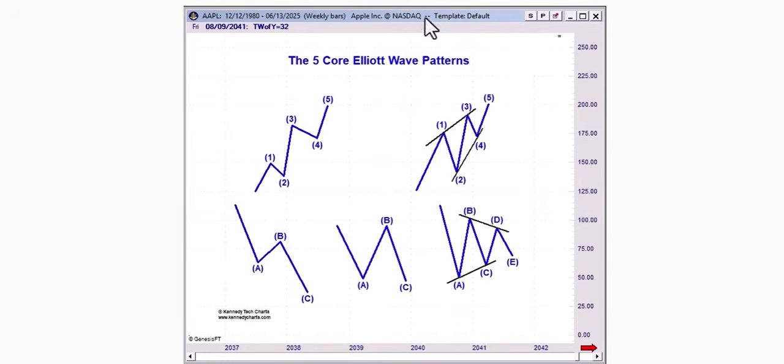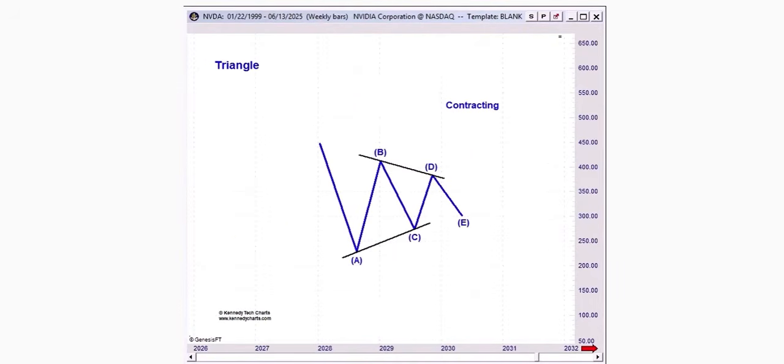So let's go ahead and move over, take a look at this page right here, and this is the diagram. A triangle is actually very easy to identify on a price chart because it's basically denoted by sideways price action, specifically sideways price action within converging trend lines, as you see here. This is a typical contracting triangle.